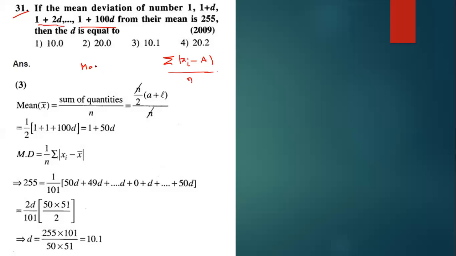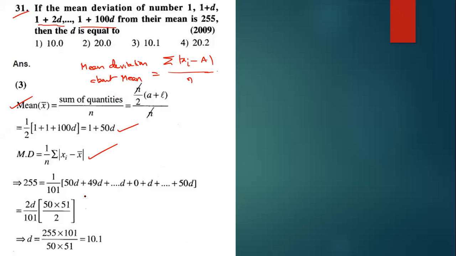So the formula is mean deviation about the mean. That is the question. Yeah, the formula is given. Now how to find this? First of all, we should find the mean, the sum of the quantities by n. These are consecutive numbers in d. Anyone observing? The sum of the terms is n by 2 into first term plus last term. That is the formula. Directly they wrote 1 plus 50d. Good.